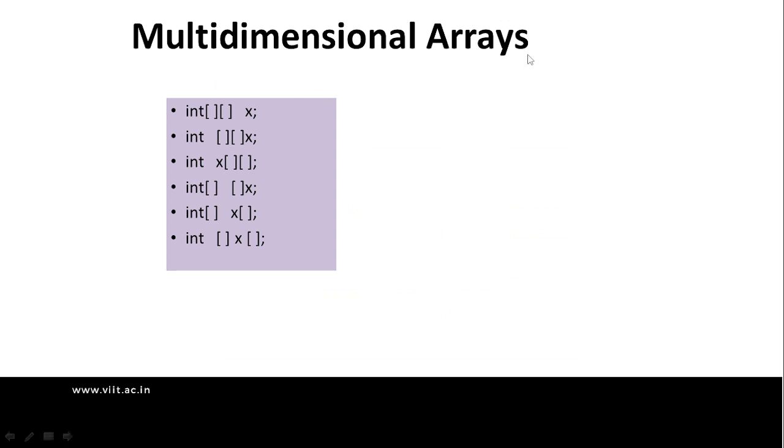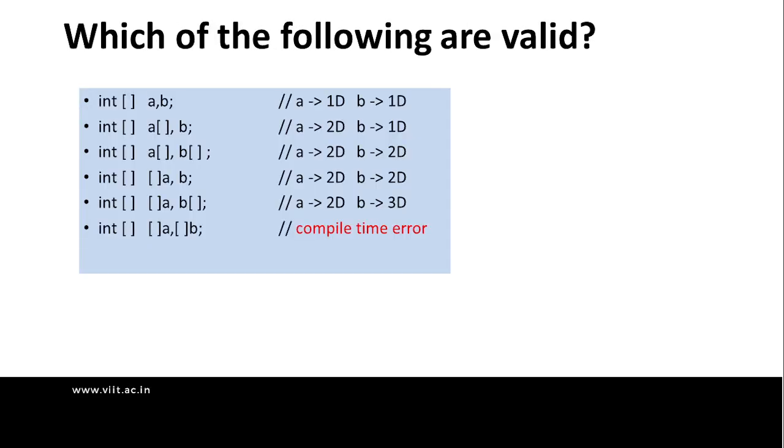In this way we can declare a multidimensional array like int[][] x, int x[][], int[] x[]. Only thing is, if you declare in some other way, it will give a compilation error.